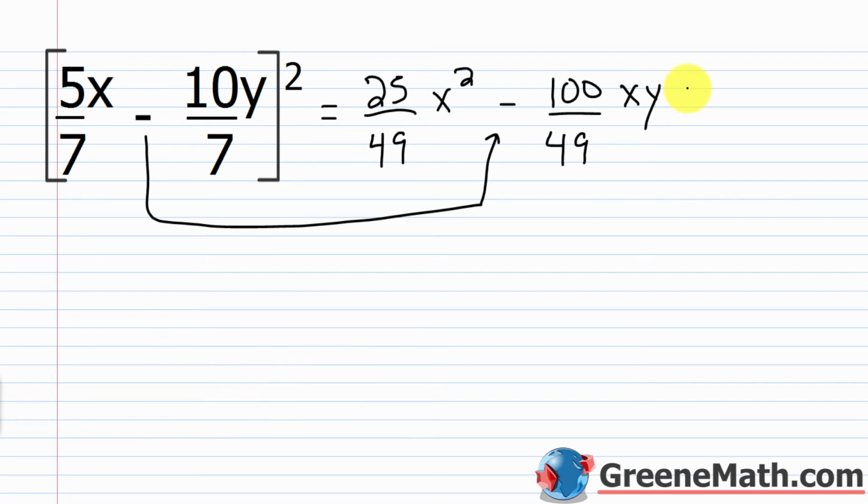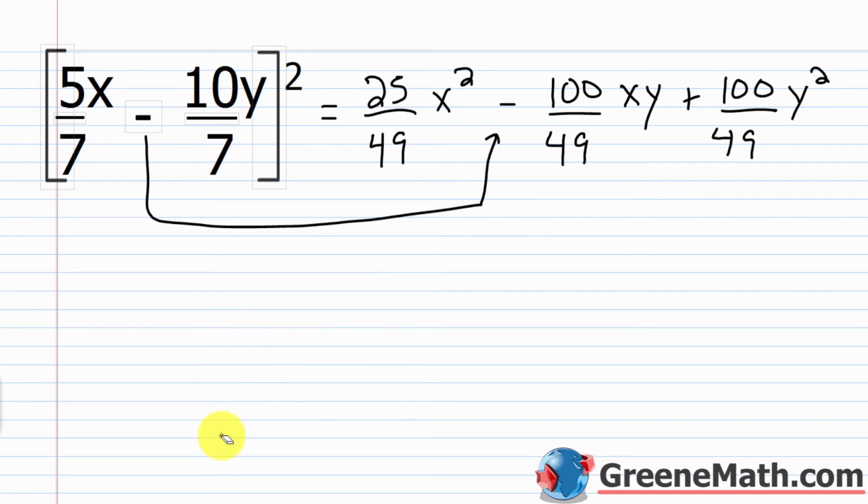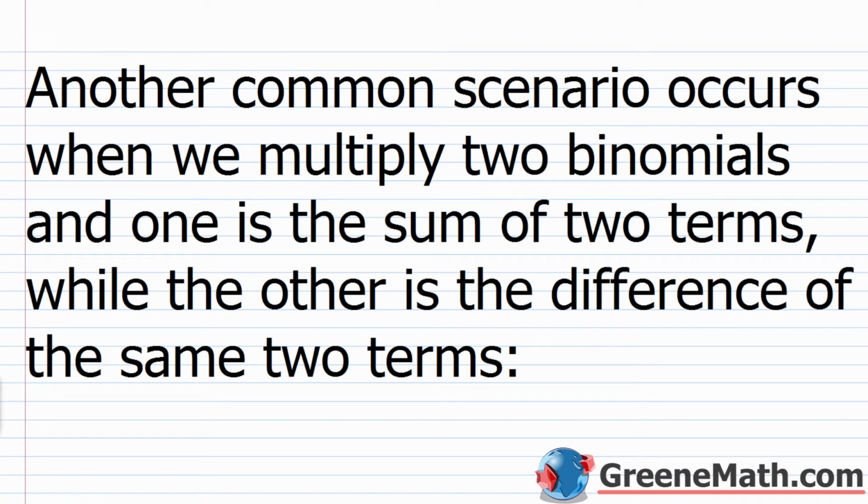All right, then lastly, I'm going to have plus this guy right here squared. So 10/7 y. This is squared. So 10 squared is 100. 7 squared again is 49. And y squared is, of course, just y squared. So there's your answer. You get 25/49 x squared minus 100 over 49 xy plus 100 over 49 y squared. And again, if you want to, you can take this guy and you can expand it out, use FOIL, and you'll see that you get exactly this as your answer. All right, so let's move on now and talk about something else.